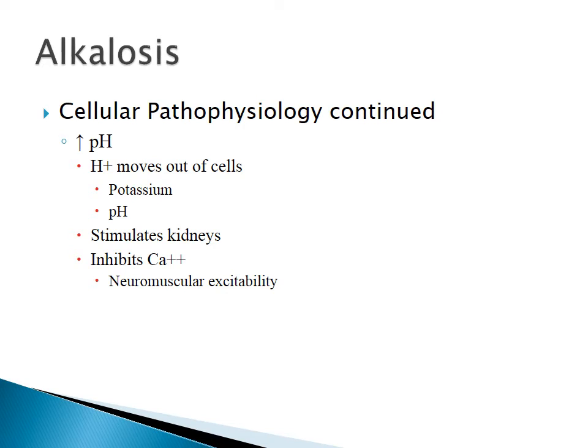Also, as that pH elevates, it's going to stimulate the kidneys, and the kidneys are going to try and excrete more of the bicarb and the sodium, and try and retain more hydrogen. And this will help bring our pH down as well. Another thing that ends up happening as this pH goes up is that it inhibits calcium. And as a result, your neuromuscular excitability will be increased as a result of your calcium being inhibited. So let's look at signs and symptoms.